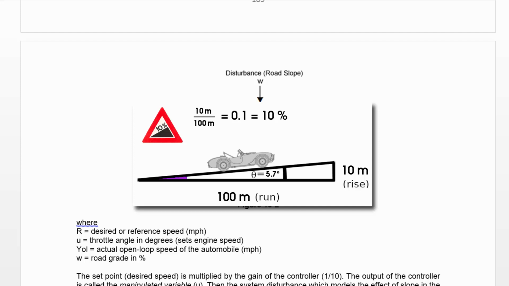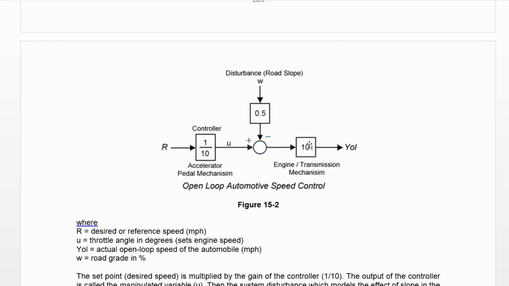When you're driving, an everyday example is the slope of the road. As the road gets higher and higher, and it starts going up more and more, our car tends to slow down and slow down more. And if we're going down a hill, the disturbance adds to the output speed, and we'll go faster and faster and faster. So we create a model of this.